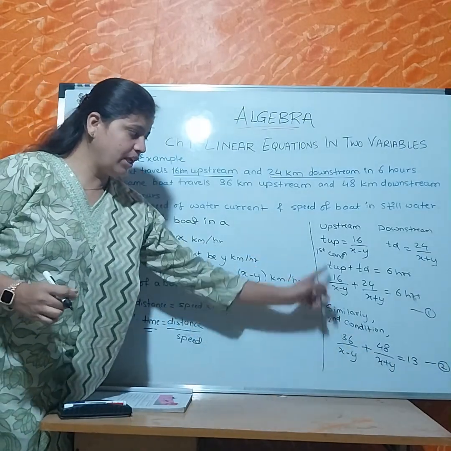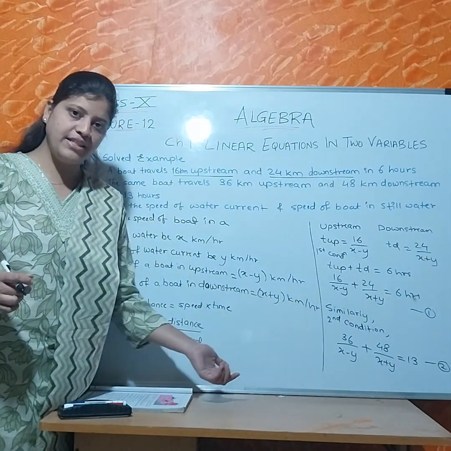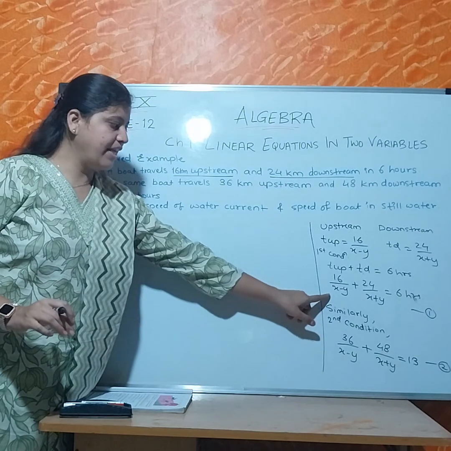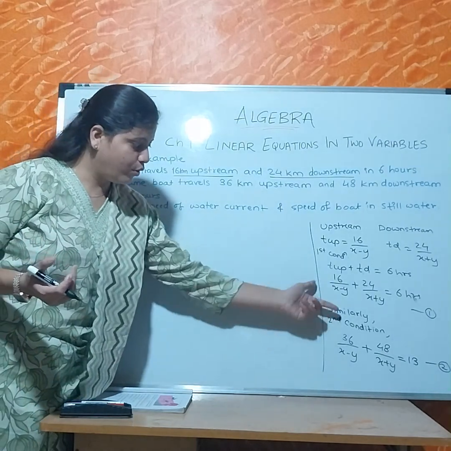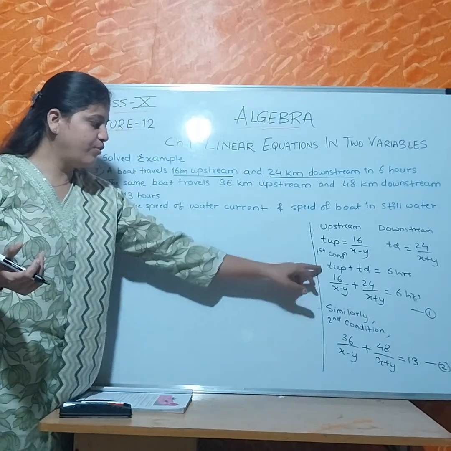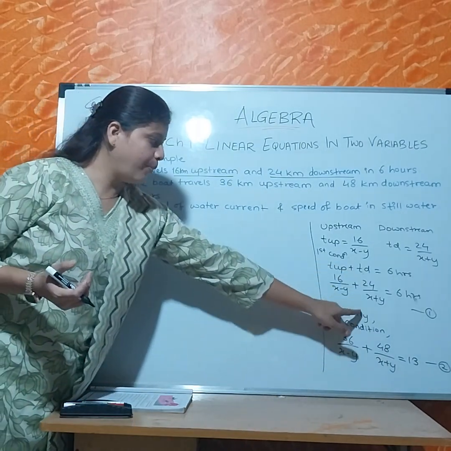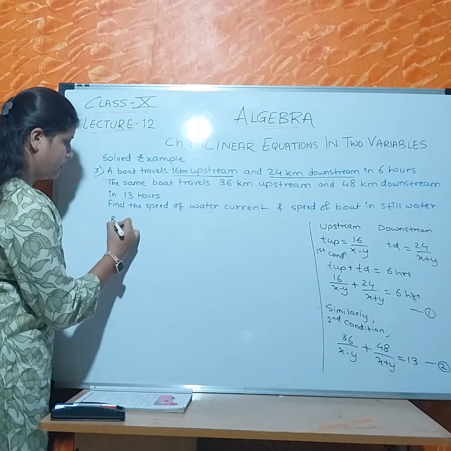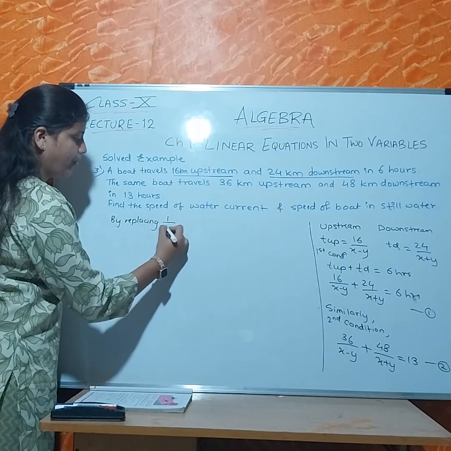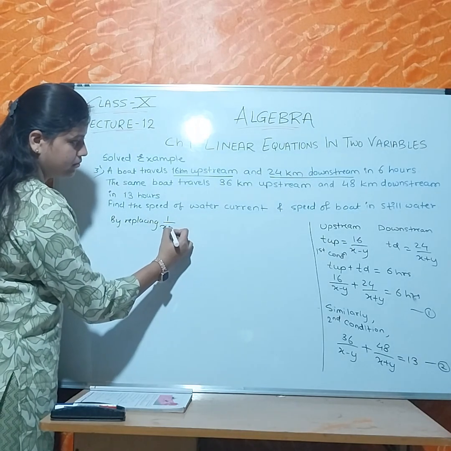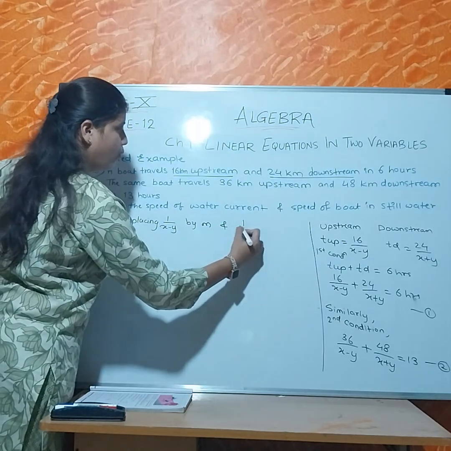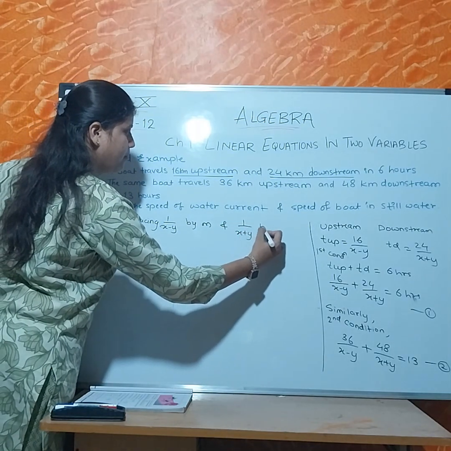Now we will solve these both equations simultaneously to get the values of x and y. Now how can we solve this equation? We can consider 1 upon x minus y as m, because both the denominators are equal. So we can assume 1 upon x minus y as m and 1 upon x plus y as n.